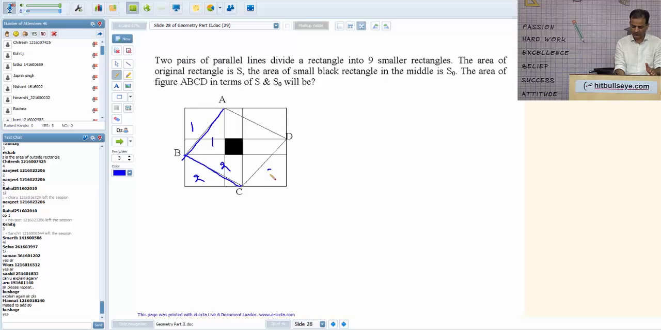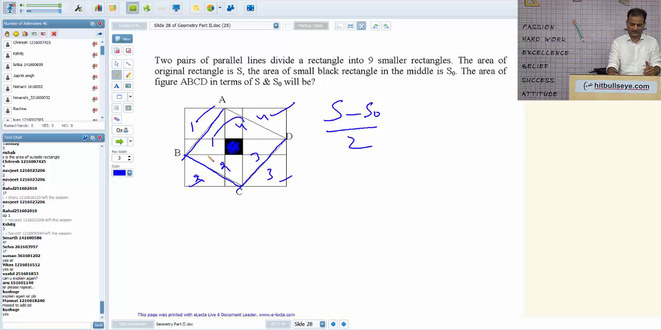If this is 3 units, this will be 3 units, because this is again a diagonal. If this is 4, this is 4. Can I say we have not taken this area? Area of the whole rectangle, that is S, minus S naught, this is not included, divided by 2, will be the equal area of this and this.